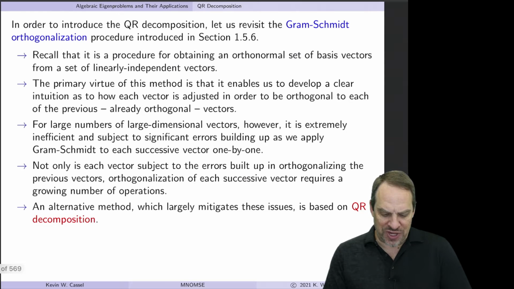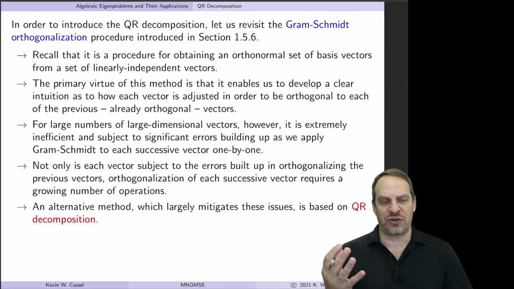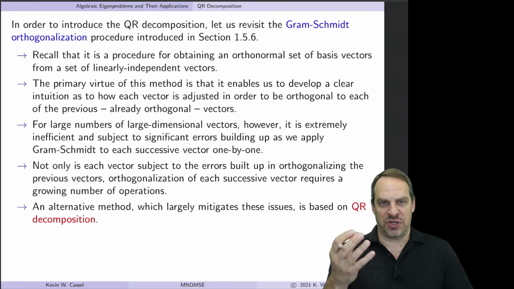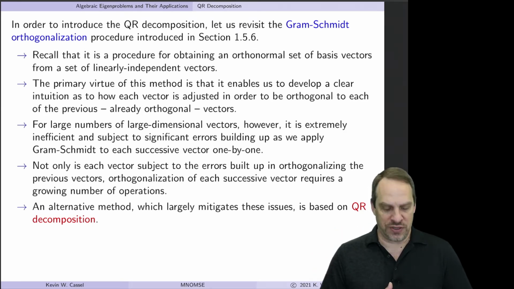So let's think back to the Gram-Schmidt orthogonalization procedure that we discussed in Chapter 1. Remember that Gram-Schmidt is a technique for turning a set of linearly independent vectors into a set of mutually orthogonal and normalized vectors. And I'm going to use the ideas behind Gram-Schmidt, because that's something we're familiar with, to introduce the QR decomposition.